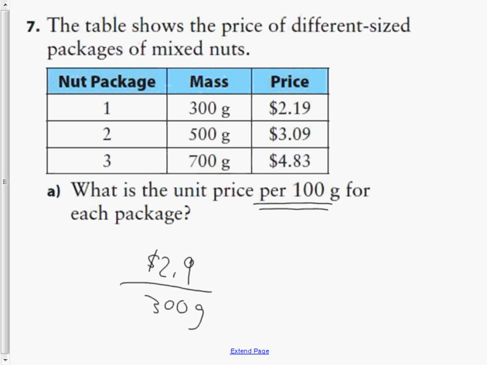So for $2.19, for 300 grams, I can divide both by 3, and I get 73 cents per 100 grams. So if somebody bought that 300 gram bag, it would cost you 73 cents for every 100 grams. That's in nut package 1.